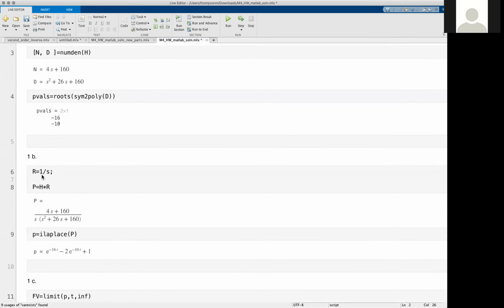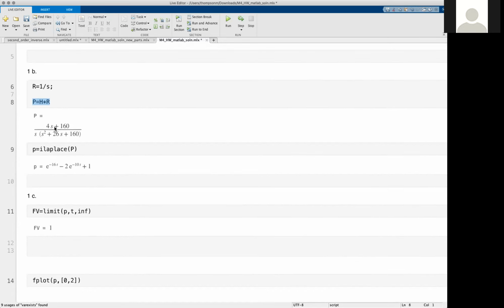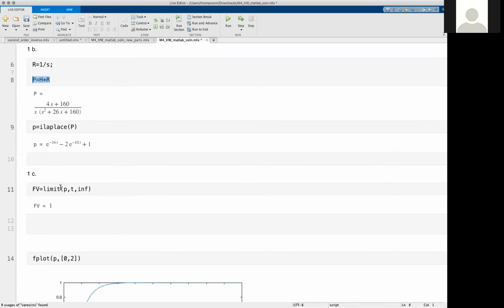Next, find the step response of the system. If you apply a unit step, that means capital R, R of t is a unit step. Capital R of s is 1 over s. And then we know from Laplace transform theory that the output P is just H times R. So here we have our output transfer function for the output signal, and we can do the inverse Laplace transform.